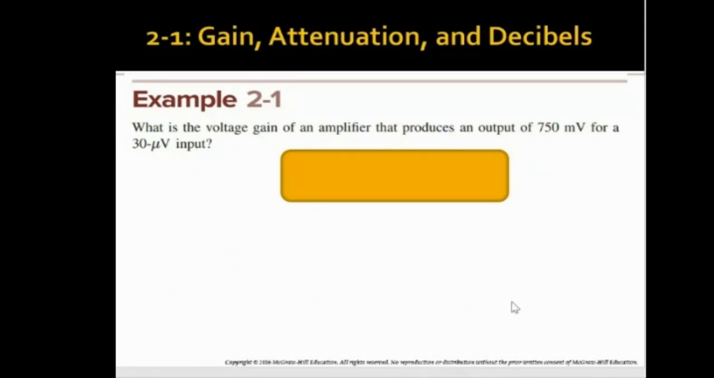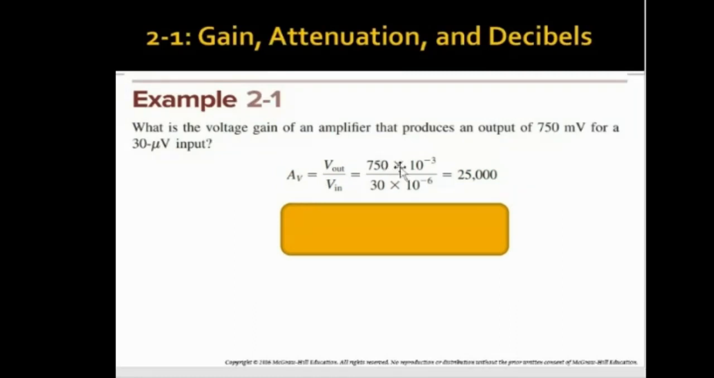I have one example here for you to solve. I will give you just a few minutes. The output voltage is 750 millivolts. We convert it to volts by multiplying by 10 to the power of minus 3. The input voltage is 30 microvolts. We convert it to volts as well by multiplying by 10 to the power of minus 6. So we have a gain of 25,000 for this amplifier.